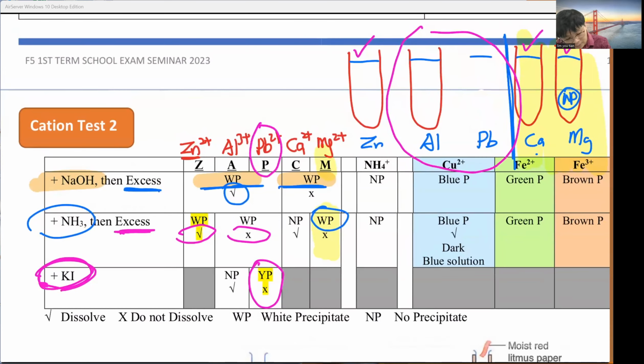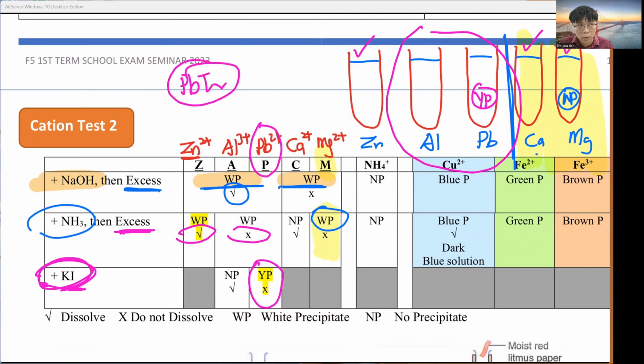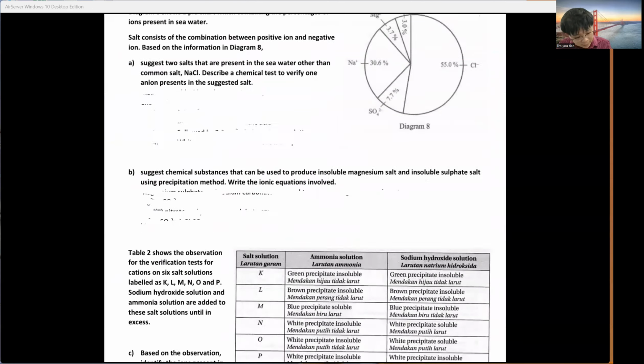Here comes out a yellow precipitate. Why is it a yellow precipitate? Because Pb and I become PbI2. As I told you just now, PbI2 is yellow in color and it will dissolve in hot water if you heat it. So this is roughly the result. We'll go straight to a question to see how we apply it.